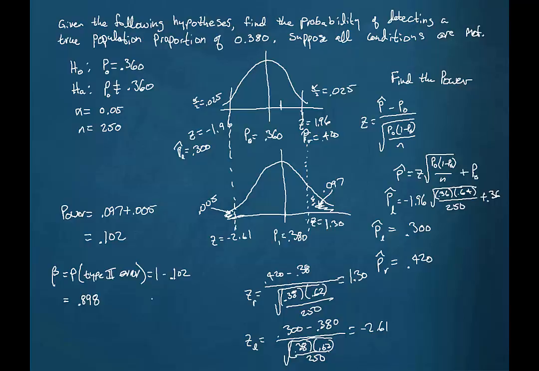And so we can see that that's a very large probability of a type 2 error, and if this particular population proportion is actually 0.380, the power is not a very large probability. In other words, it's not very likely that we would detect that true population proportion. So something would have to be done in order to increase the power. In the next video, we'll look at what effect increasing the sample size has on that value.